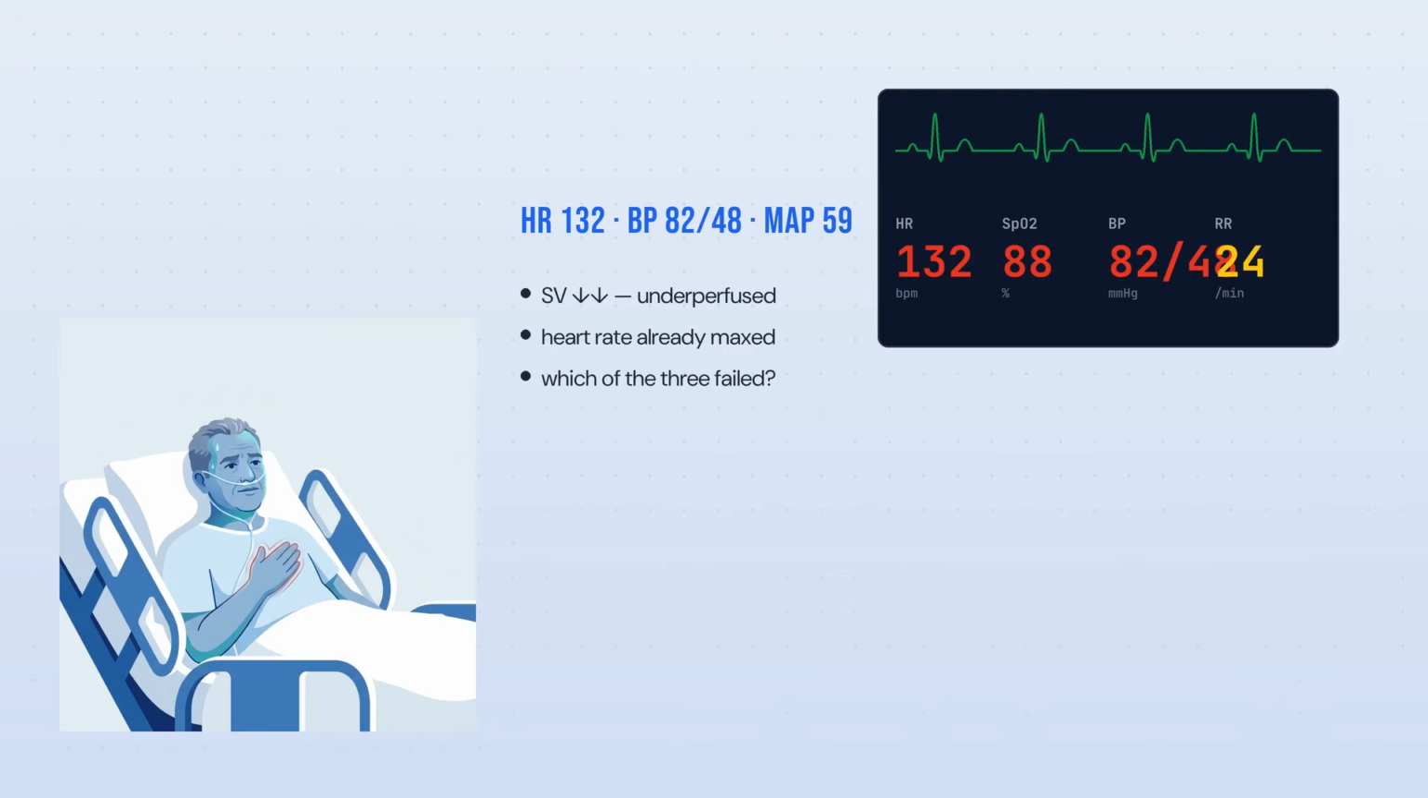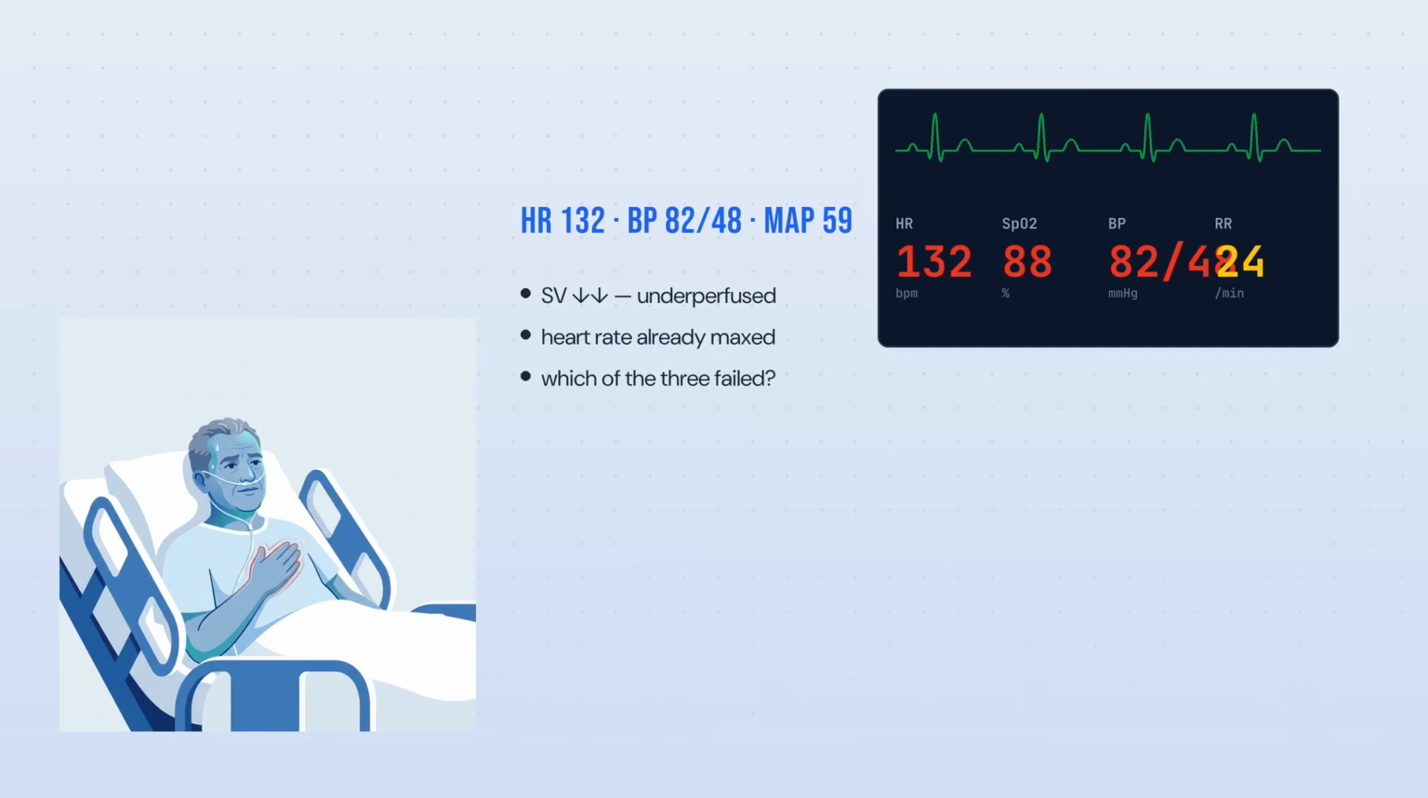Go back to our patient. Heart rate 132. Pressure 82/48, and that is a mean arterial pressure of 59. He is underperfused, and his heart rate is already maxed out trying to fix it, so his stroke volume has collapsed. The question is which of the three failed.